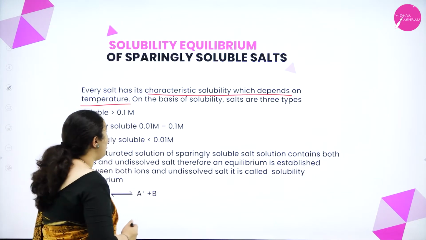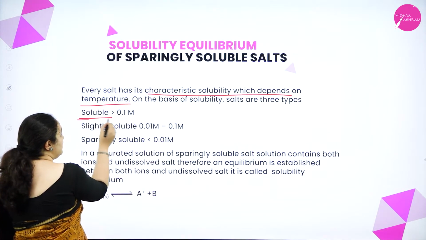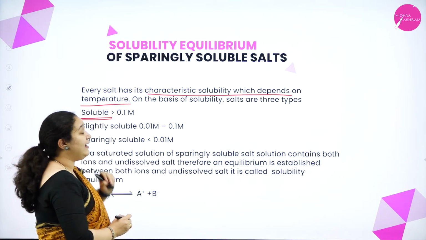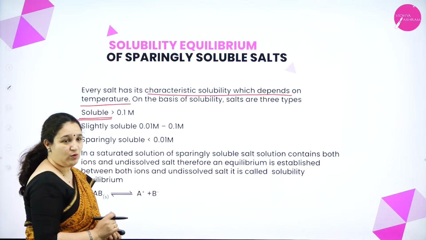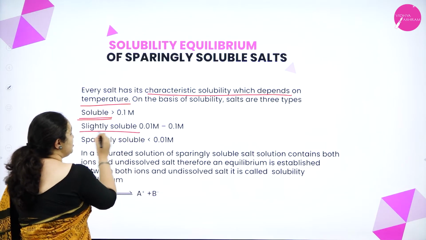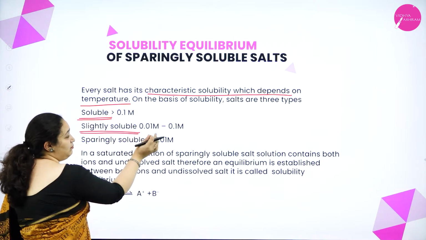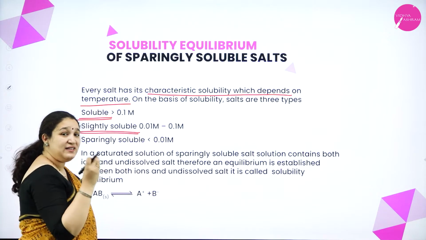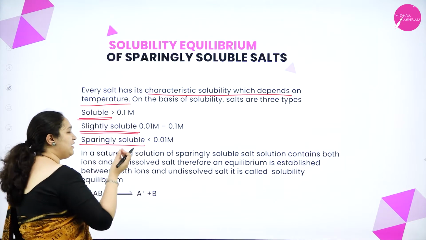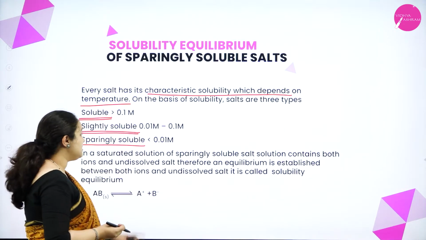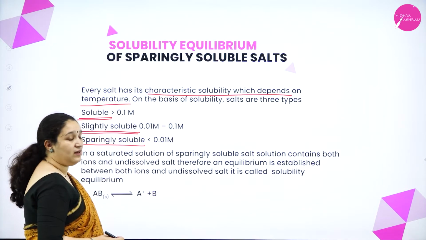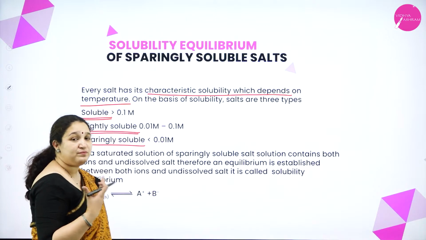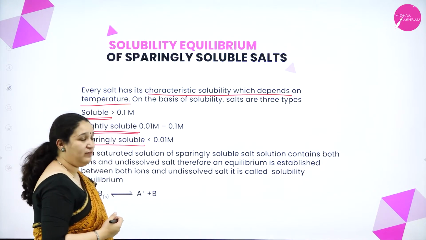Based on this, salts are of 3 types. More soluble salts, whose solubility or concentration is greater than 0.1 molar. Slightly soluble salts, in which the molarity is between 0.01 to 0.1 molar. And sparingly soluble, that means very small quantity soluble, that is, its molarity will be less than 0.01 molar. So, based on their solubility, salts are of 3 types.